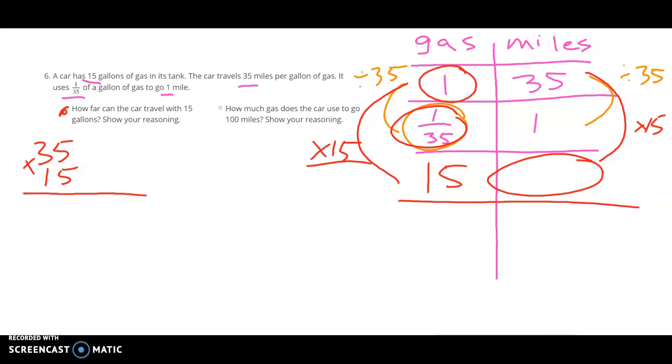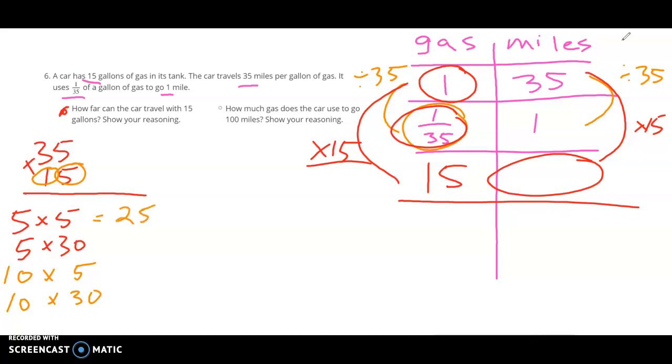I know that we've seen partial products a lot. So we have 15 down here. We can do 5 times 5, 5 times 30. And then we have 10, so we do 10 times 5, 10 times 30. 5 times 5 is 25. 5 times 30 is 150. 10 times 5 is 50. 10 times 30 is 300.